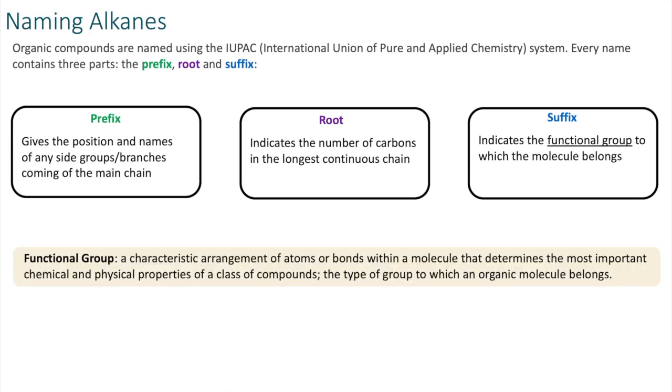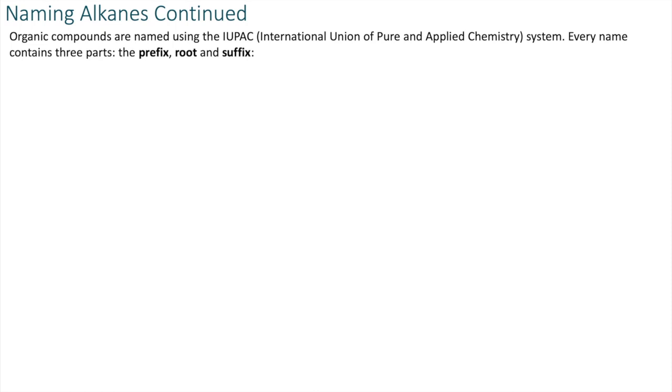So the functional group is a characteristic arrangement of atoms or bonds within a molecule that determines the most important chemical and physical properties of a class of compounds. And it's the type of group to which an organic molecule belongs. So going on and figuring out how we exactly name these things, this slide is quite complex, but we'll go through some examples in the future.